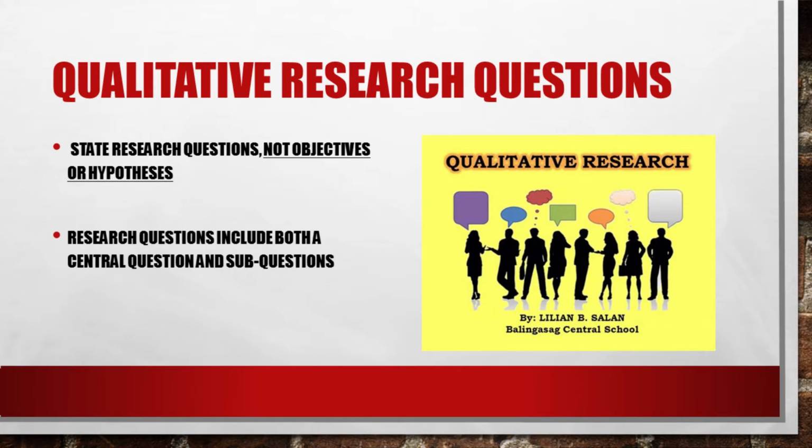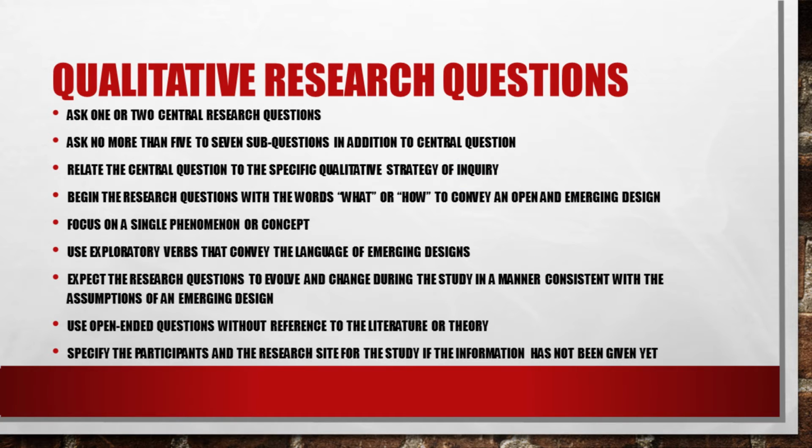If you plan to conduct qualitative research, you should state research questions instead of objectives or hypotheses. These research questions should include a central question and sub-questions. The central question is really a broad question that asks for an exploration of a central phenomenon or a concept in the study. Each central question will also contain sub-questions. These should narrow the focus of your study, but also leave opening for questioning. It's possible that you could have 1 to 2 central questions in qualitative research. From these, you should draw no more than 5 to 7 sub-questions in good practice.